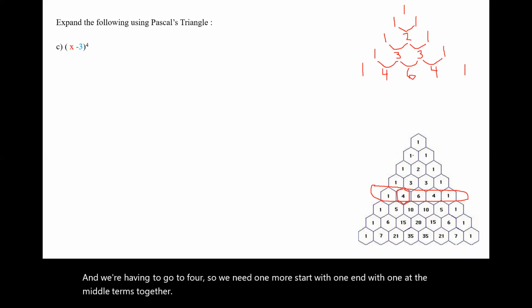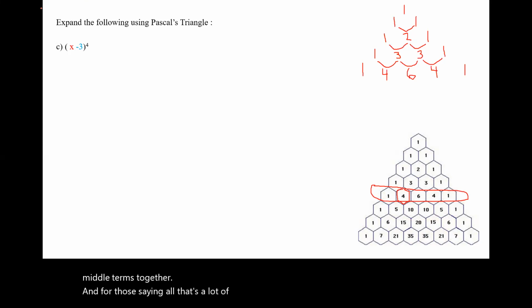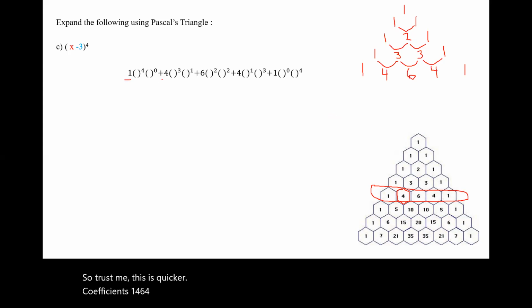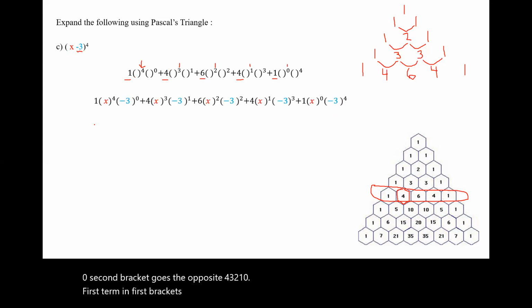And for those saying, oh, that's a lot of work, it's a heck of a lot more work to multiply this out. So trust me, this is quicker. Coefficients, 1, 4, 6, 4, 1. Get your exponents right. First bracket starts with 4, 3, 2, 1, 0. Second bracket goes the opposite, 4, 3, 2, 1, 0. First term in first bracket, second term including the negative in the second bracket. Be careful of your negative signs.